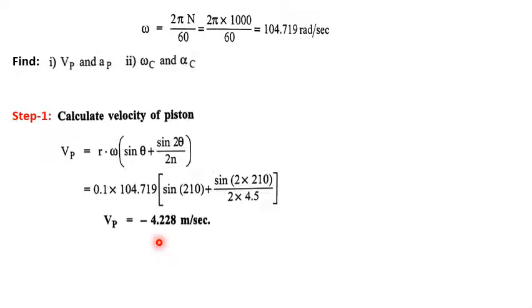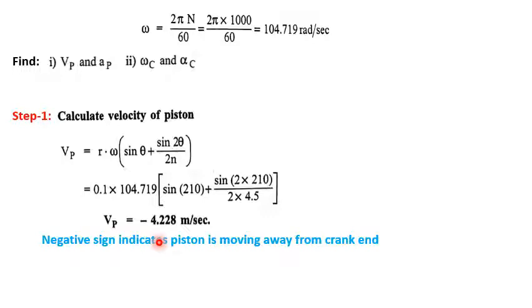Here the sign is important, because if it is a positive value, then it indicates that the piston is moving towards the crank end. Since we got a negative value, the piston is moving away from the crank end. So that is the indication of this sign. Positive sign indicates the piston is moving towards the crank end, whereas negative sign indicates the piston is moving away from the crank end. So the first one, the velocity of the piston, is over.